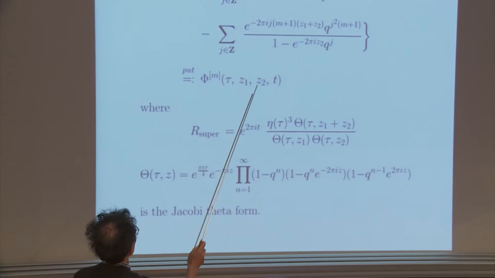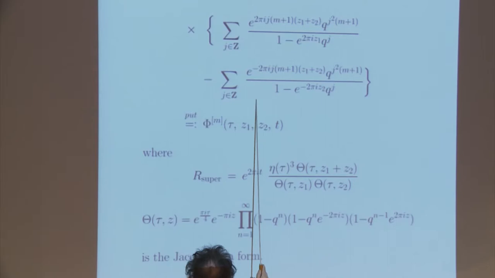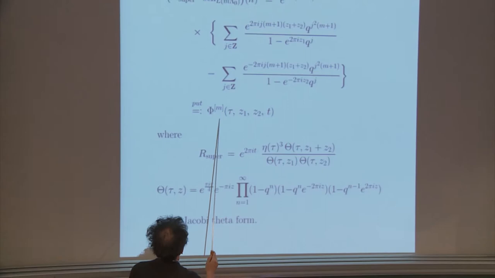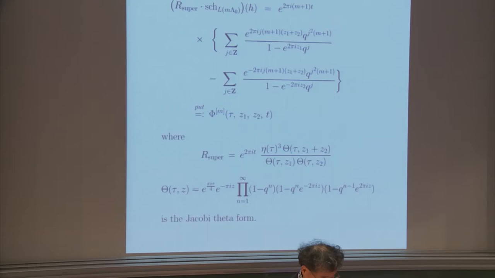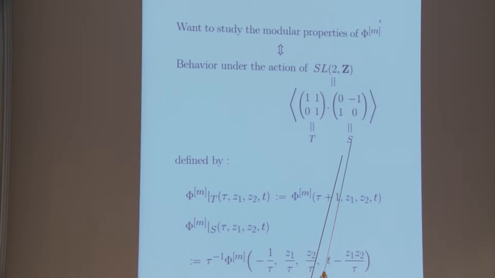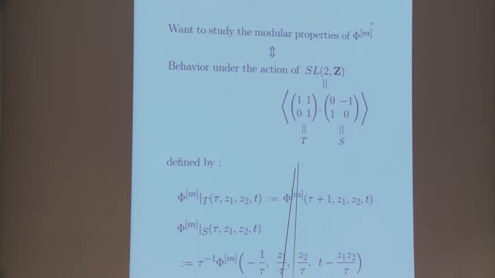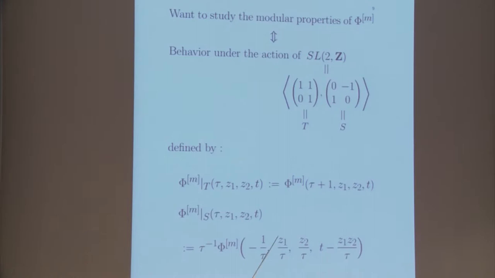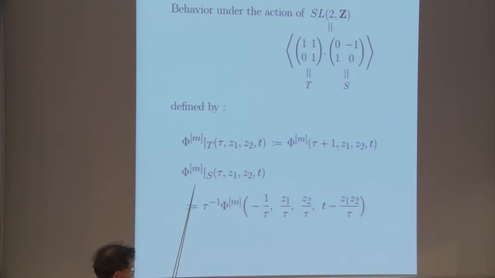So the problem is how to know the property of this function. We put this function φm(τ, z1, z2, t). Namely, we want to study the modular property of this function, the numerator of the super characters. Modular property means the behavior under the action of SL2(Z). The T action is simply τ plus 1. And the S action is just inversion: −1/τ, z1/τ, z2/τ.